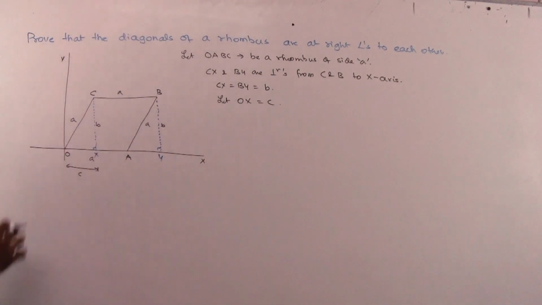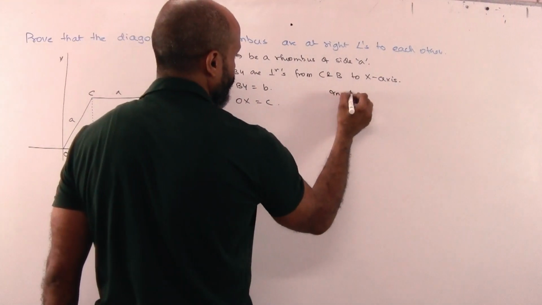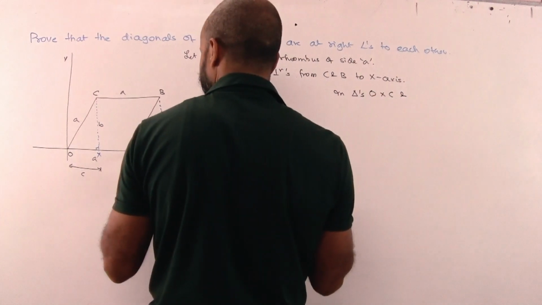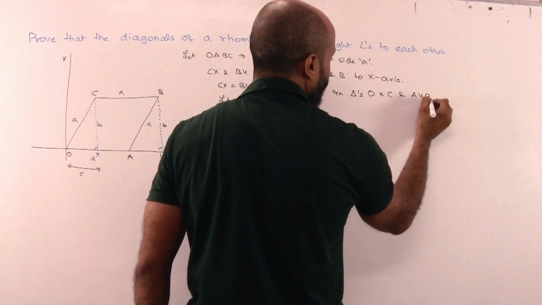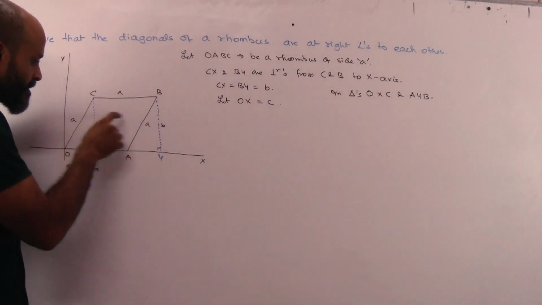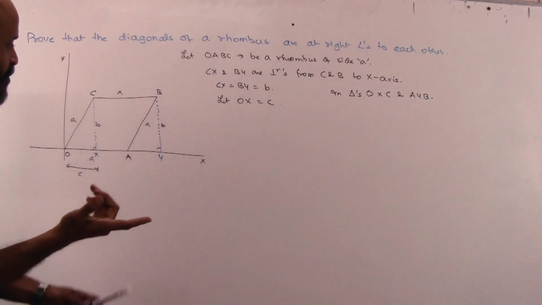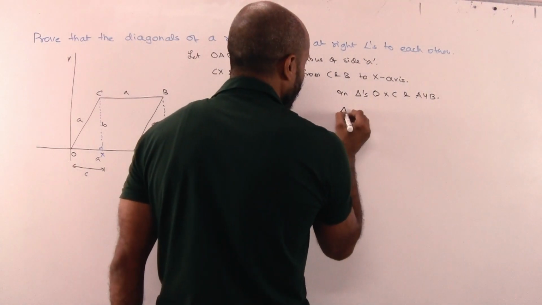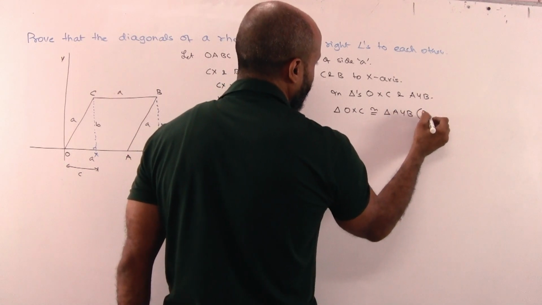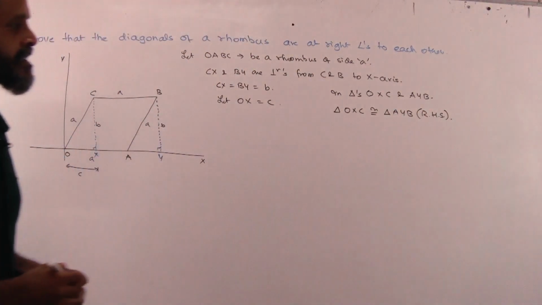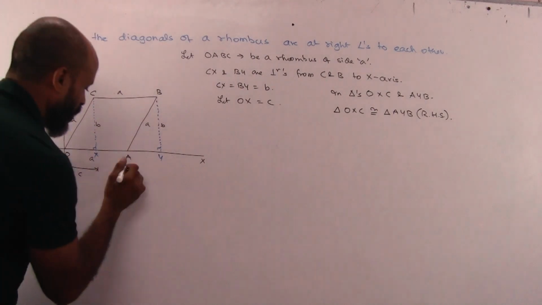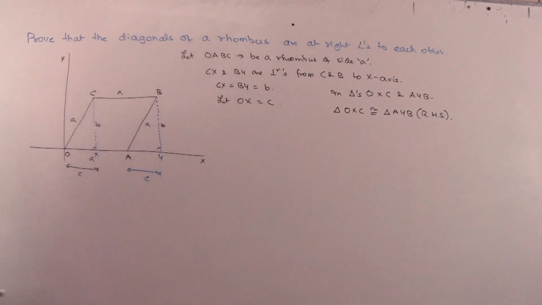Obviously, if we look at these two triangles, triangles OXC and AYB, very closely, see there is a right angle, there is a side, and this right angle hypotenuse side. Okay, so there we have triangle OXC is congruent to triangle AYB by RHS, right angle hypotenuse side. So obviously this one will also be C. This one will also be C.